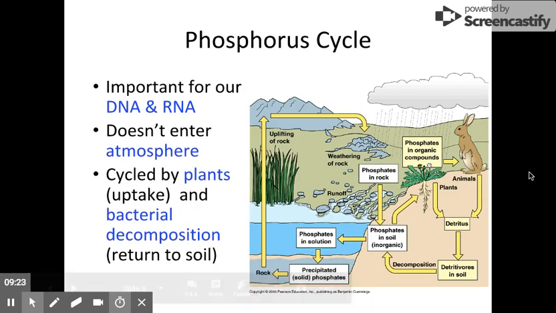The final biogeochemical cycle for this lecture is the phosphorus cycle. Phosphorus is needed for our nucleic acids. What's unique about this cycle is that there is no atmospheric phase. Many rocks contain phosphorus. When these rocks are weathered, soils form that contain phosphates. These phosphates are then uptaken by plants and then transferred to the animals that eat them. Finally, decomposition returns phosphates back to the soil to repeat the cycle.